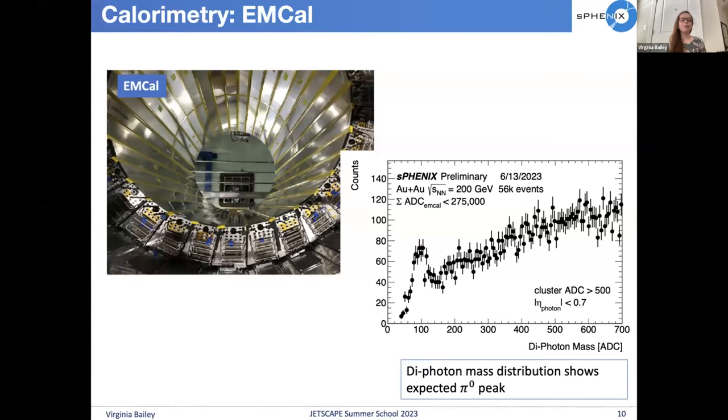Then the last part of the calorimetry is the electromagnetic calorimeter. This is made of tungsten blocks that are embedded with scintillating fibers, and it's really designed primarily for measurement of things like photons and electrons. One of the first photon measurements that you might want to do is looking at the diphoton mass distribution. Here is a measurement with a little less than 60,000 events in the EMCAL showing the diphoton mass distribution, and we see this peak, which is our expected pi zero peak. This is really great that we see it, and it is also a key part of the calibration plan for the electromagnetic calorimeter.